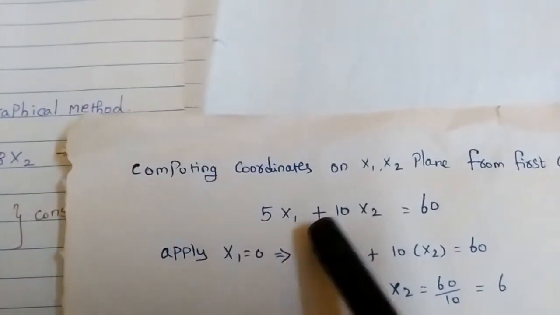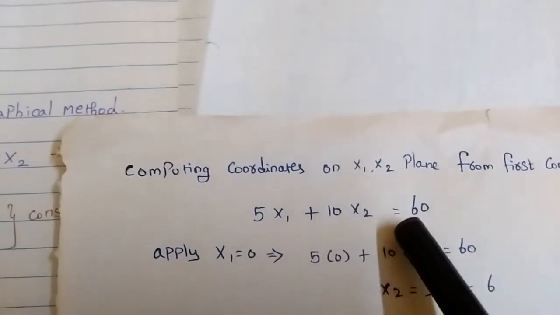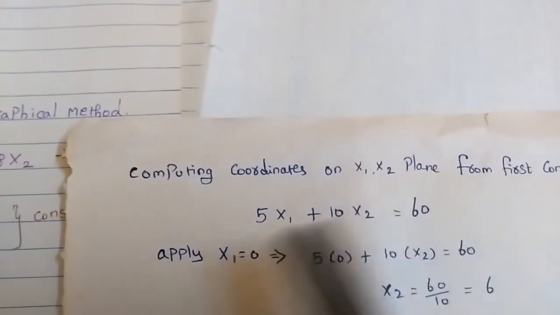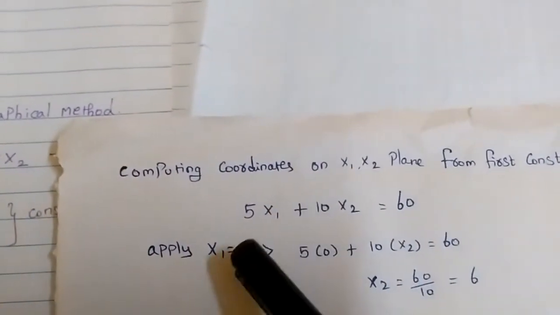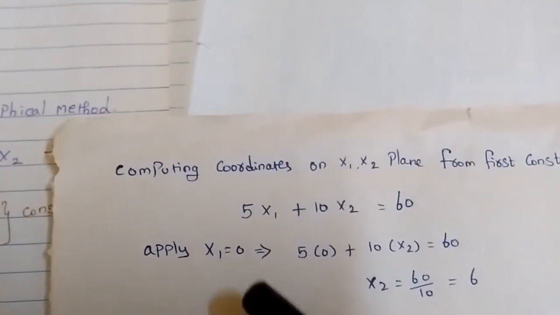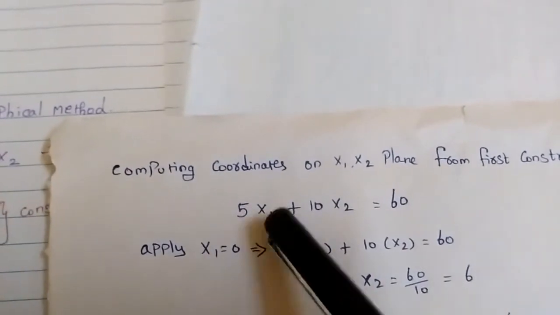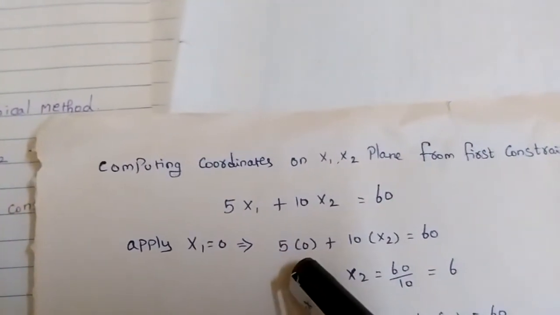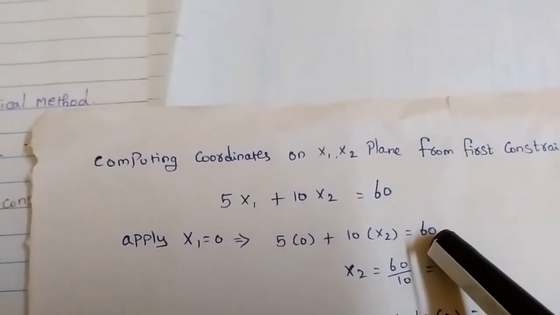You write it as equal to 60. Just take it as 5x1 plus 10x2 equal to 60. Just convert this, assume this. In this equation, first step, apply x1 equal to 0. Assume x1 equal to 0. What it comes? 5 into 0 plus 10 into x2 equal to 60.